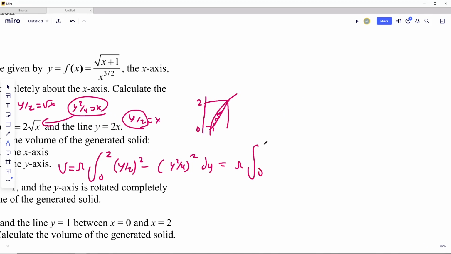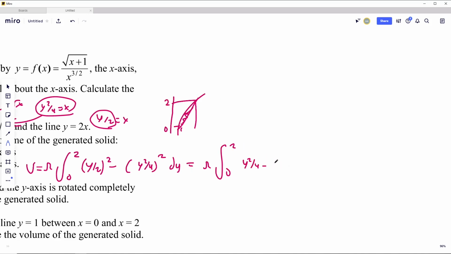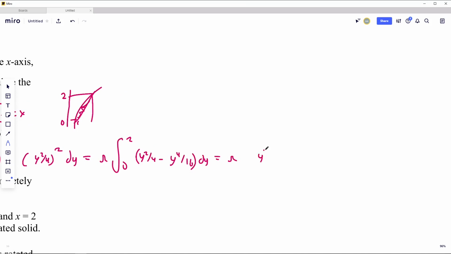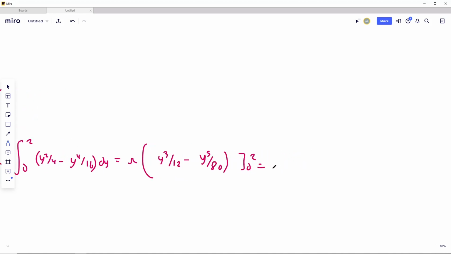Let's get rid of the squares by simplifying: y squared over 4 minus y to the power 4 over 16 dy equals, let's integrate, pi times y to the power of 3 times 4, that's 12, minus y to the power 5 over, I mean 16 times 5, I think 80. Yeah, 80. And from 0 to 2 equals pi.